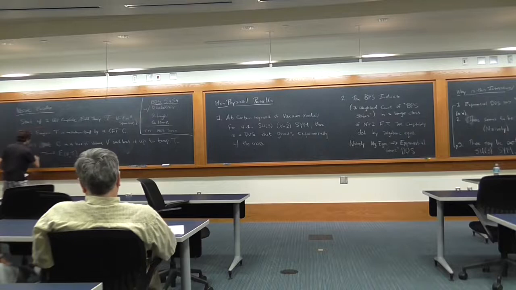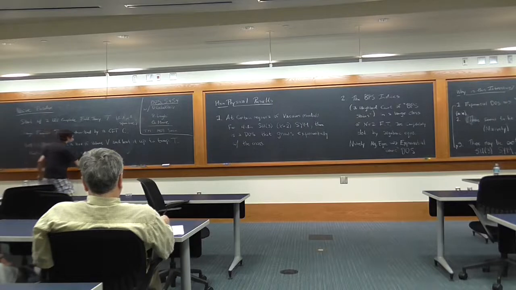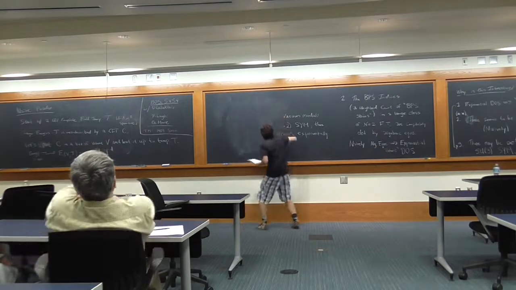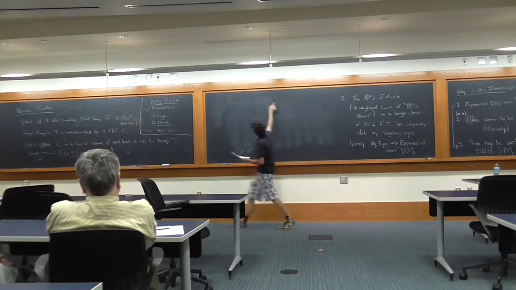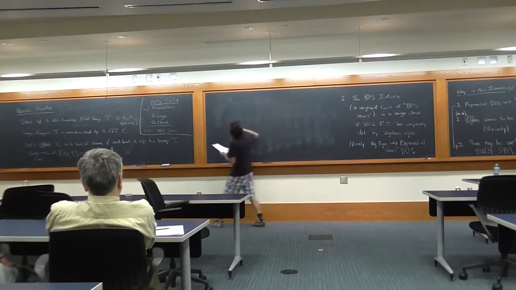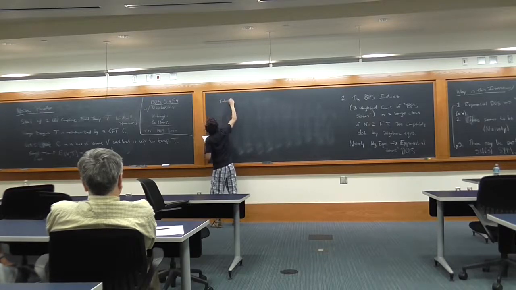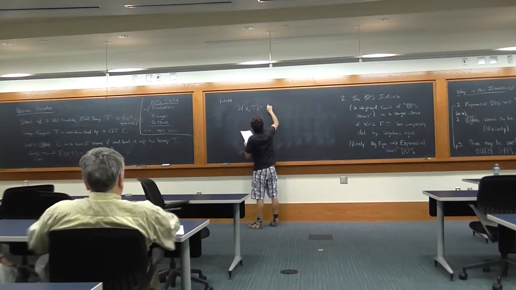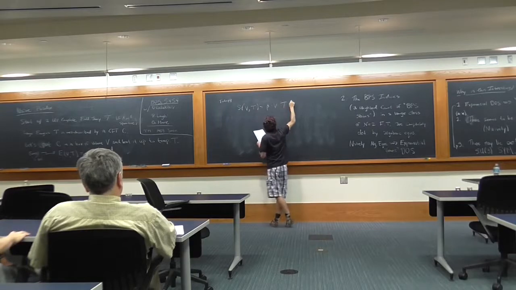The energy in the box is just some constant alpha times the volume to the 1 over d times the temperature to the dth power. And the entropy is going to be given by another constant times the volume times the temperature to the d minus 1.